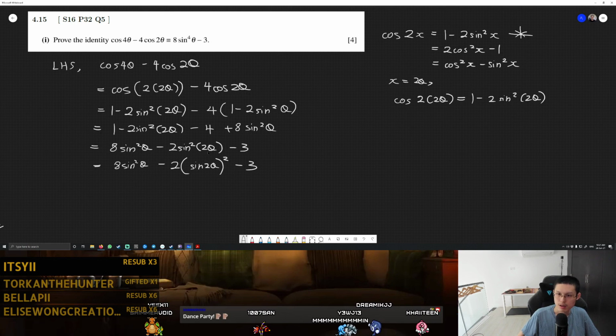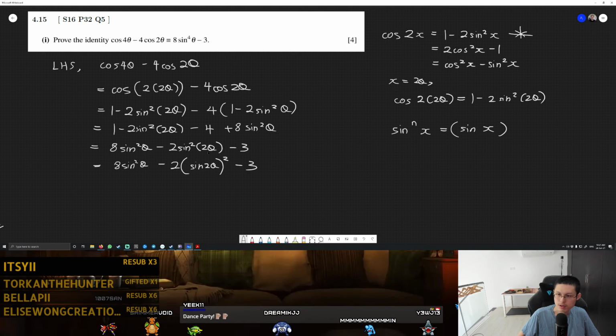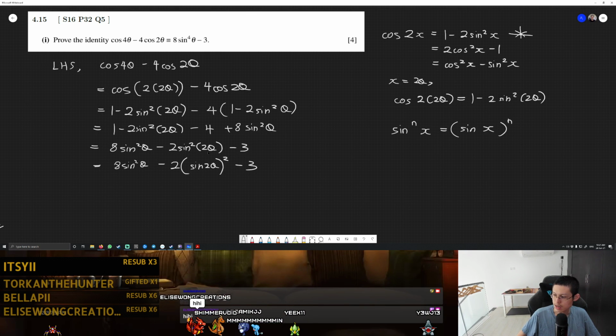Remember, whenever you have sine squared x, it is actually the same as sine x to the power of 2. They mean the same thing. Okay? So sine 2 theta, what is that?